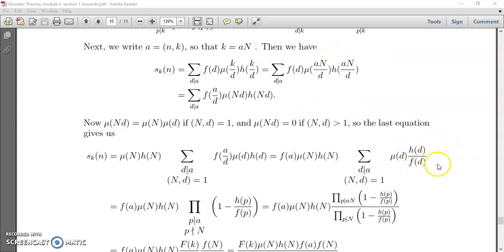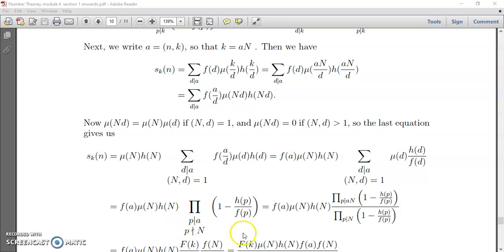by f of d. Again we can use the result which we have already obtained, that f of a is this result. By using this we can write f of a mu of n h of n is written here. Now this is product p divides a, p does not divide n because gcd of nd is equal to 1. We can say that p does not divide n. So 1 minus h of p by f of p.